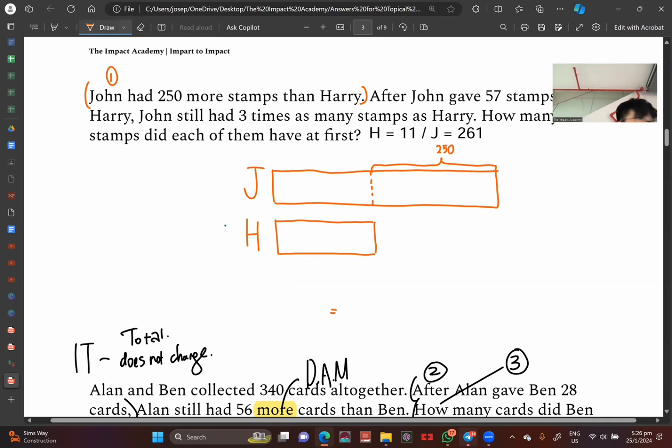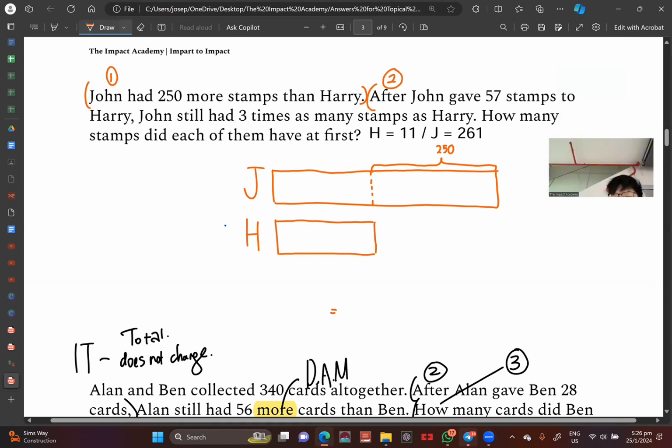And now, sentence number 2, after John gave 57, the word gave means you minus, right? So I'm going to take away from John. Gave to who? Is it gave to somebody within the circle? Yes, it is. Given to who? Who is this person? Harry. So I'm just going to add over here. I'm going to add this and I'm going to say that this is 57. This will be transferred here.